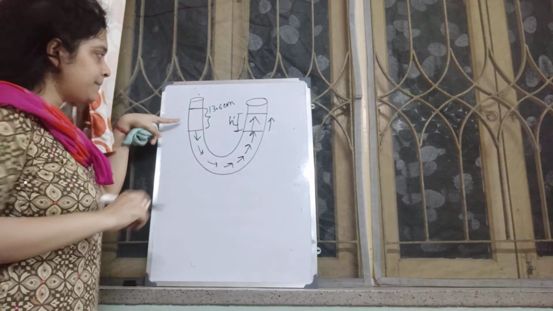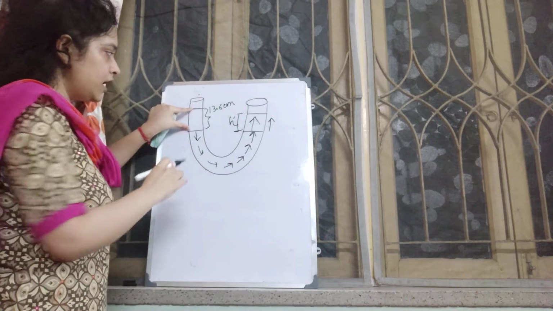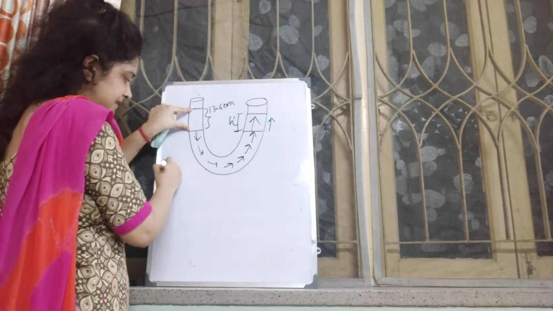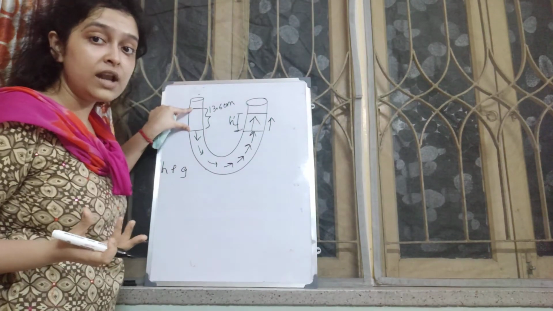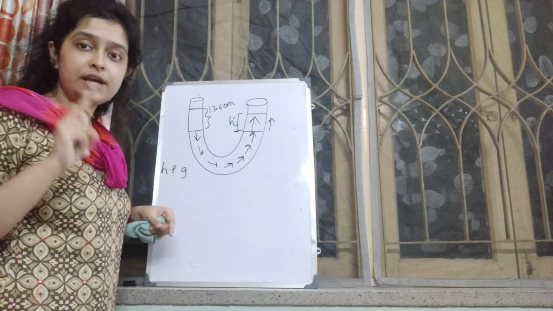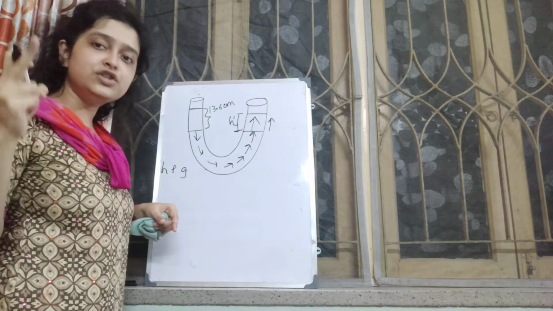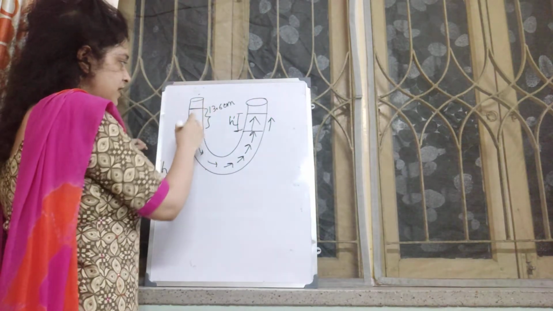Now, what is the pressure due to this water column in this arm? Can I write it is h rho g? What is the formula? Pressure due to a liquid column is h into rho into g. So, can I write the pressure in this arm?